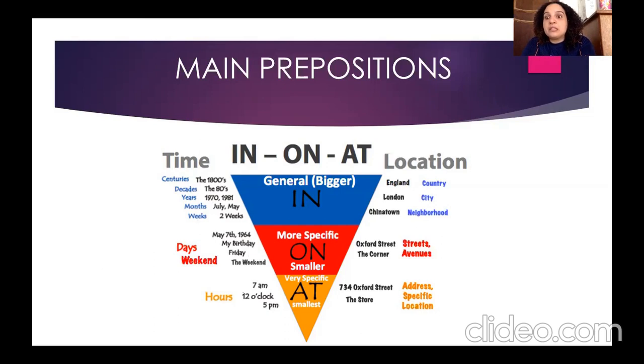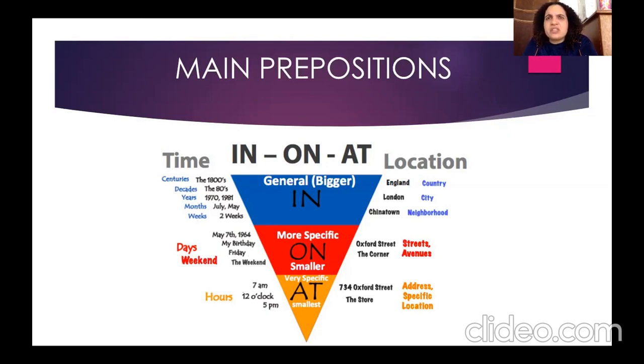Then, when we want to be a little bit more specific, imagine if you just say I'm in Chinatown, is it easy to find you? No. It's easier, but not very easy. Chinatown is a big neighborhood. So if I need to find your address to deliver your food, for example, you need to be more specific. So when you want to be a little bit more specific, where in Chinatown, you say the name of the street or the avenue. So when we talk about streets or avenues, we use on. So I am on Oxford Street, I am on the corner.